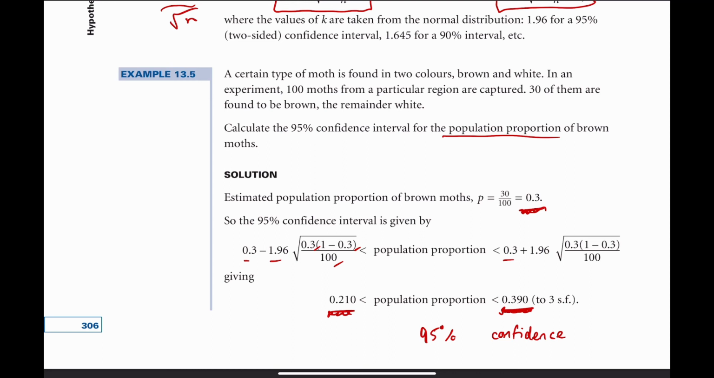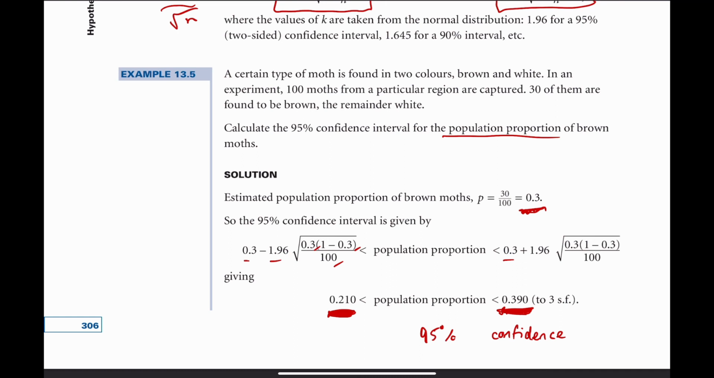You use the calculated probability to then find a confidence region. So you're confident that your probability at 95% confidence is going to be between 0.21 and 0.39. You're 95% confident the actual probability of a brown moth is between those two values.